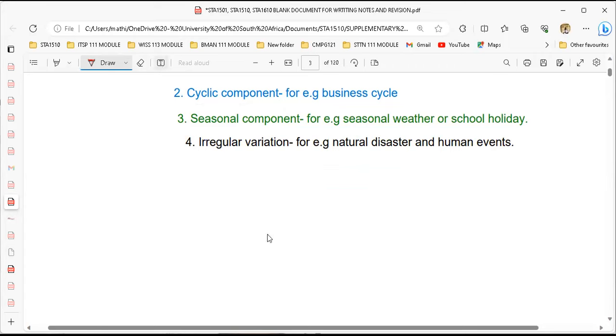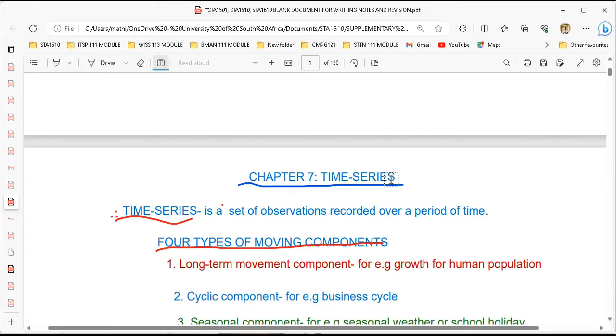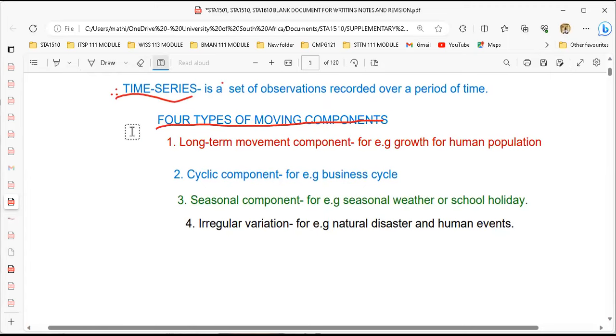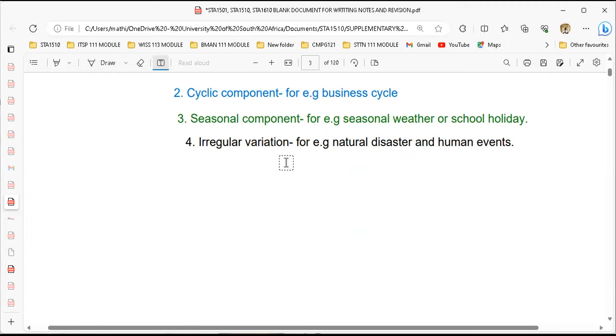So let's recap: time series, a set of observations recorded over a period of time, has 4 types: long-term, cyclic, seasonal, irregular variation. All right, now let's move on.